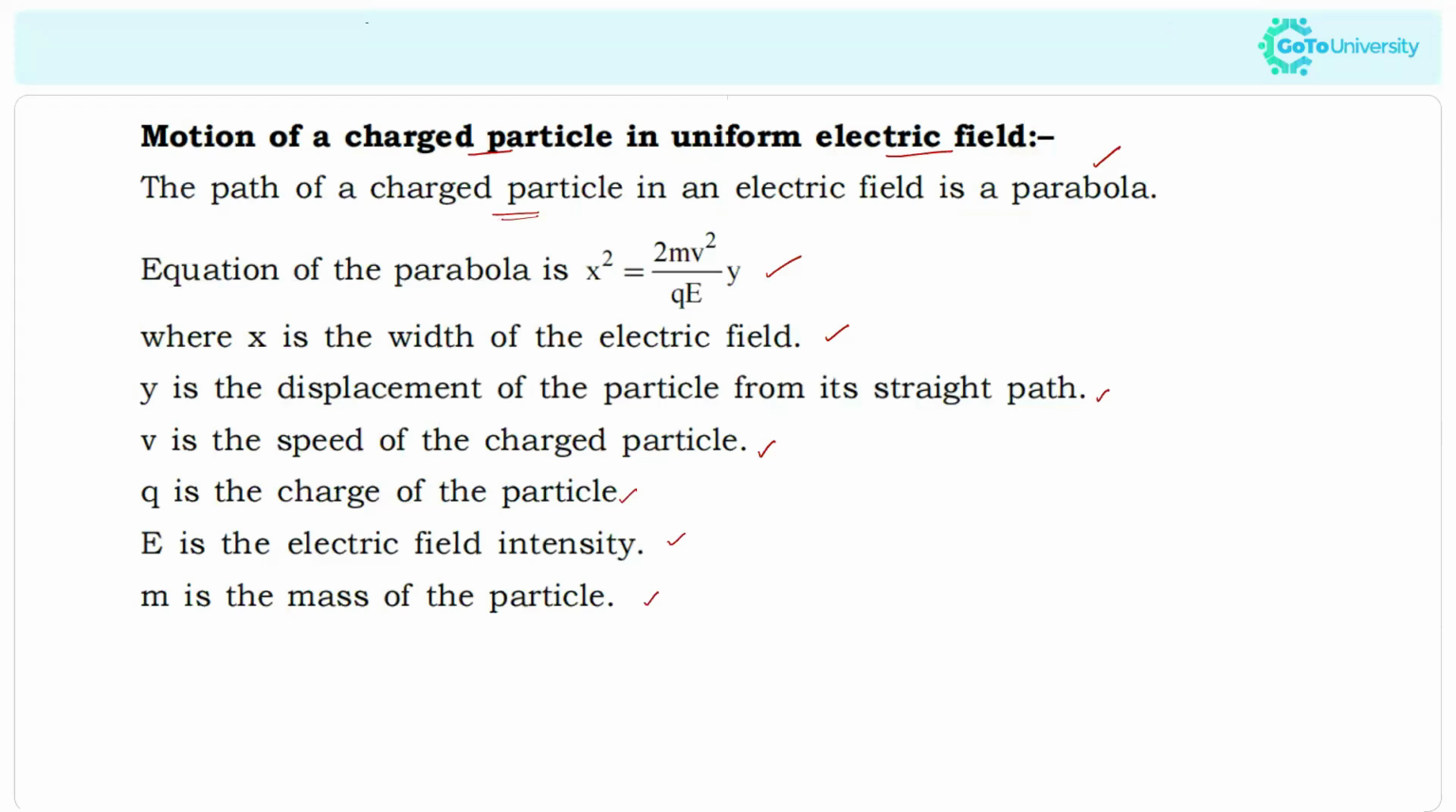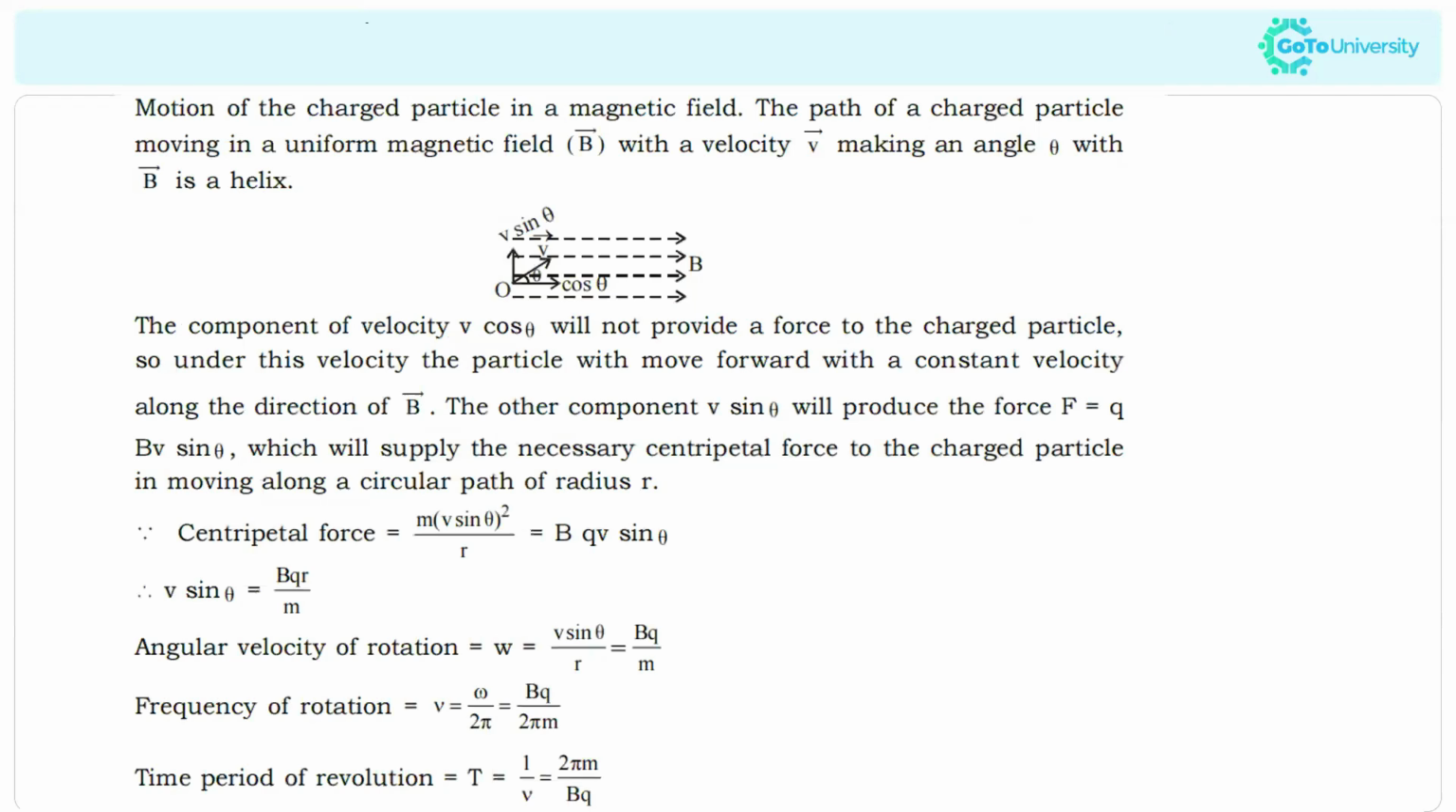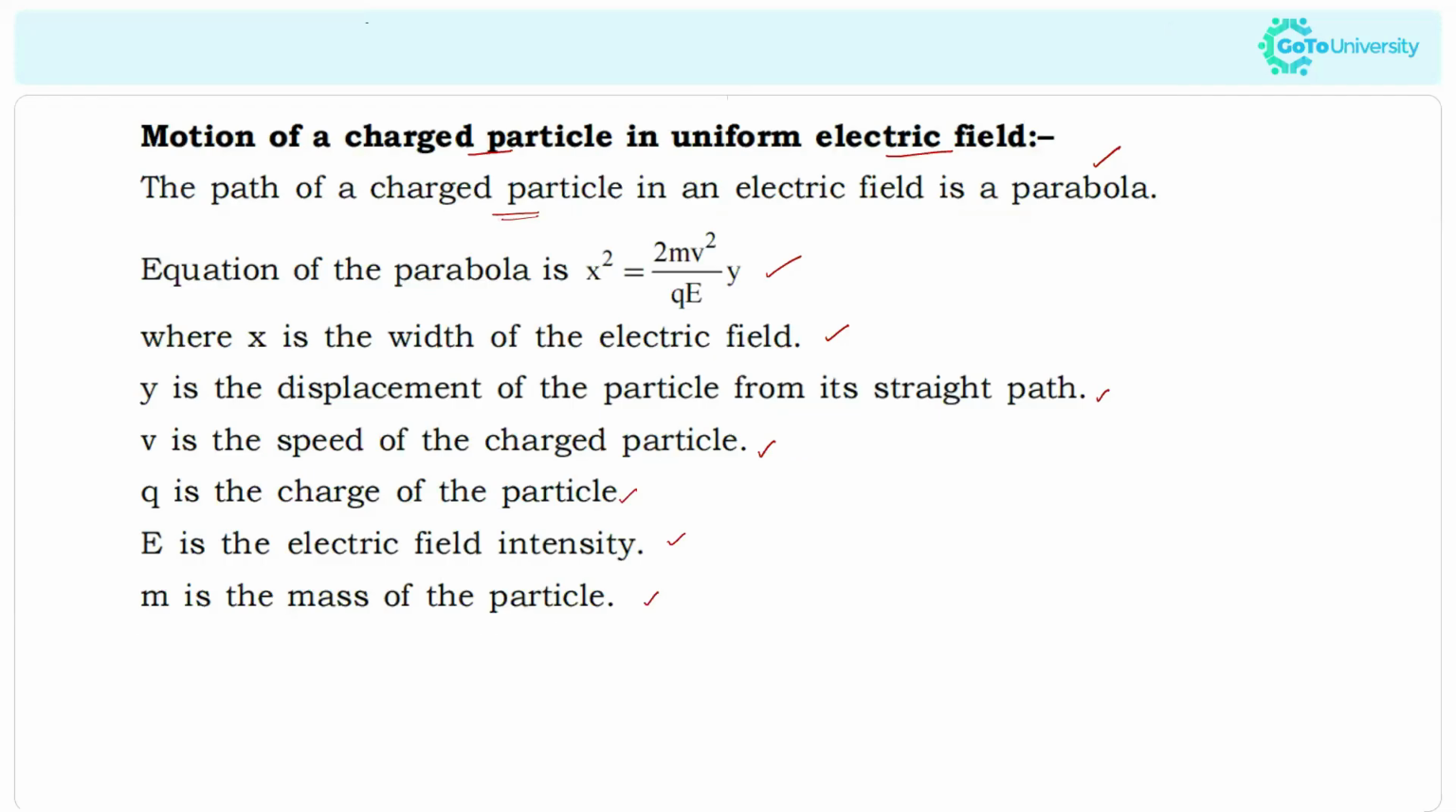So I'm moving to the next one now. Here we are going to see the motion of a charged particle in a magnetic field. Here we just saw that the path of a charged particle in a uniform electric field is a parabola, right?